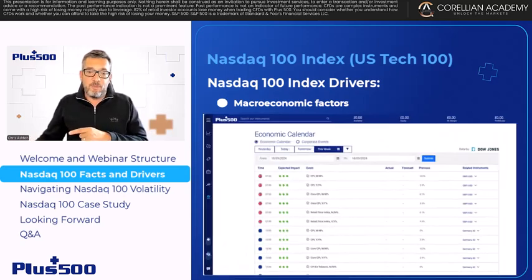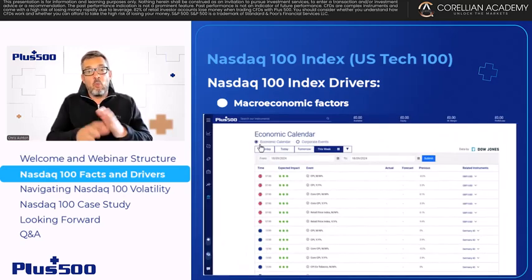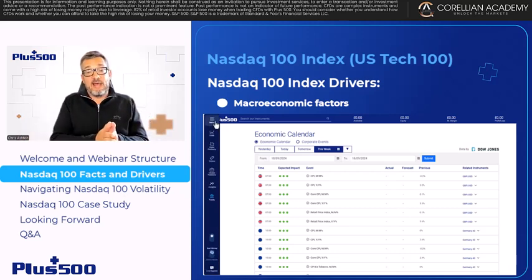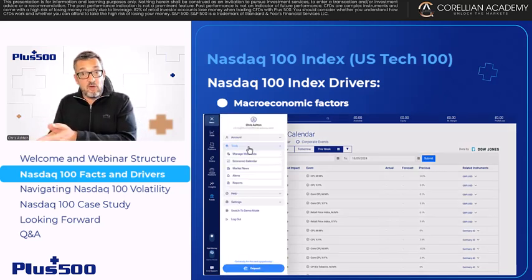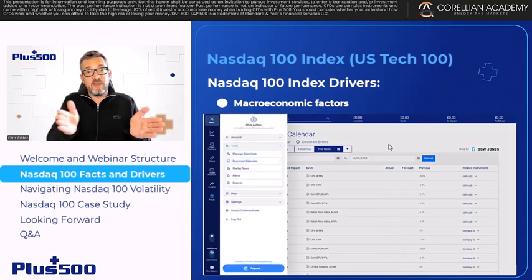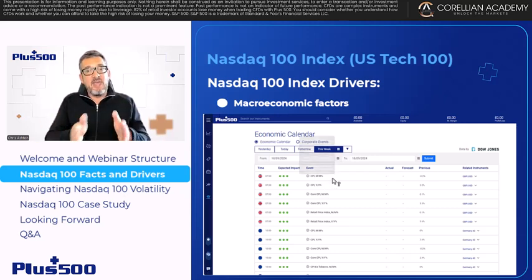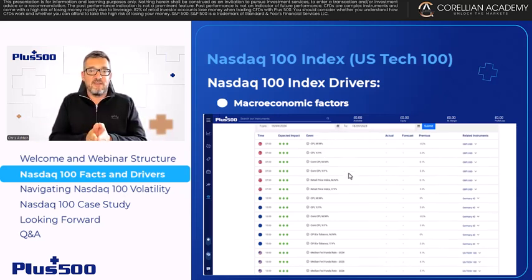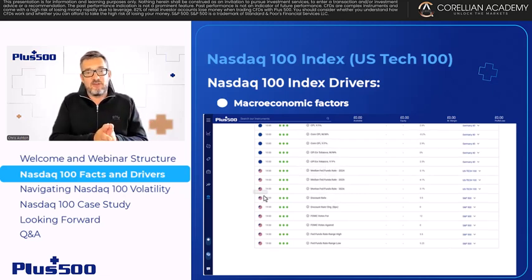Now, you can use your Plus500 platform to find out when all these economic indicators are released. To access the economic calendar, click Menu, go to Tools, then go to Economic Calendar. And here you can see the economic data for any given day, including key central bank meetings like the next Fed interest rate decision, which is on September the 18th.